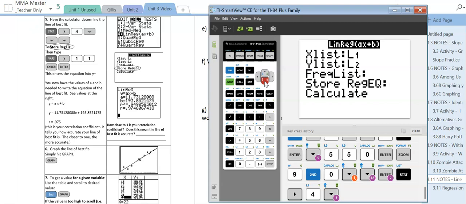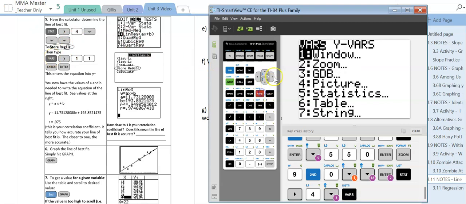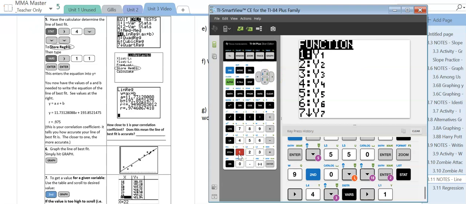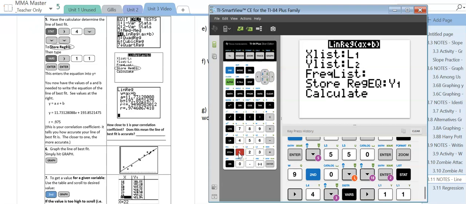What we are doing right here is telling it to put it into y equals for us so we can look at the line. That's what we're telling it to do right now. So you are then going to hit vars, side arrow, 1 for function, 1 for the first y value, and then you're going to hit enter, enter to calculate it. If you miss this step, you can go type in your equation.